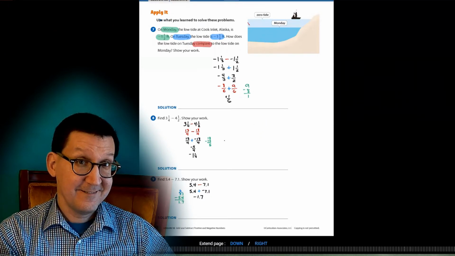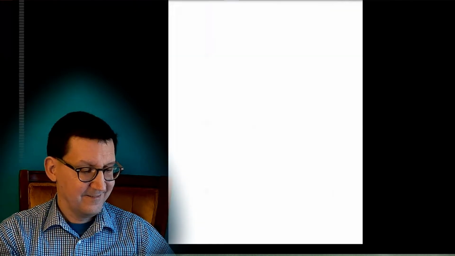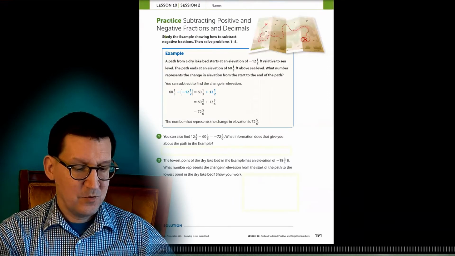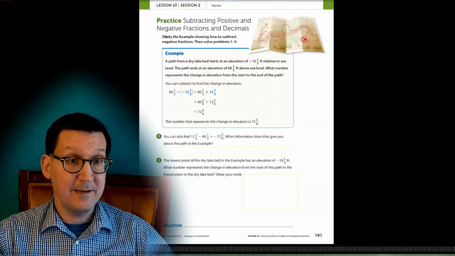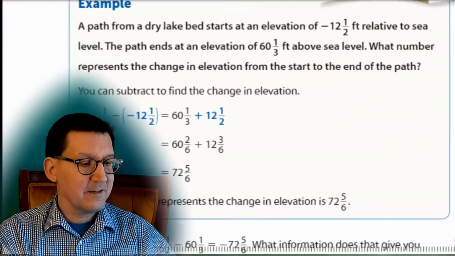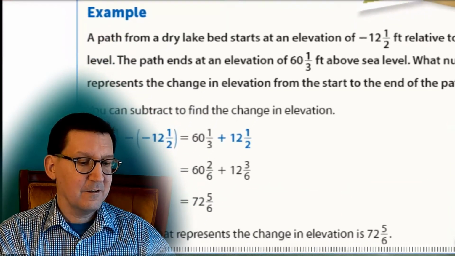Still making sense? Good, good. Now let's take a look at page 191. Up into the green pages now. That means it's up to you. Let's take a look at our question for this.